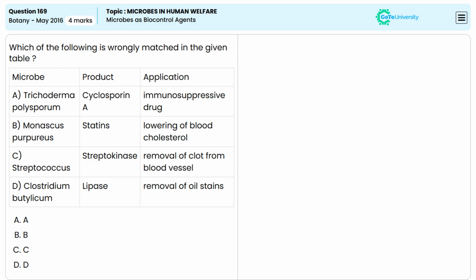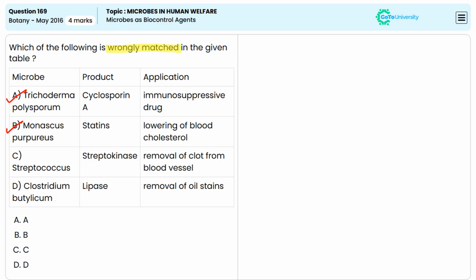Which of the following is wrongly matched in the given table? First, we have the Trichoderma polysporum, and the product produced is cyclosporin A, which is true, and its application is as an immunosuppressive drug, and it is used primarily in organ transplantation. So that means the first option correctly matches.